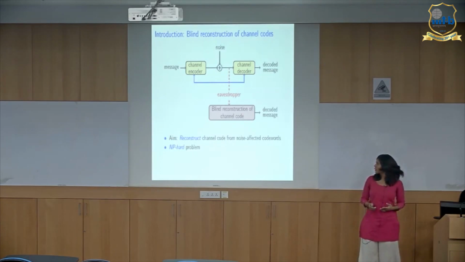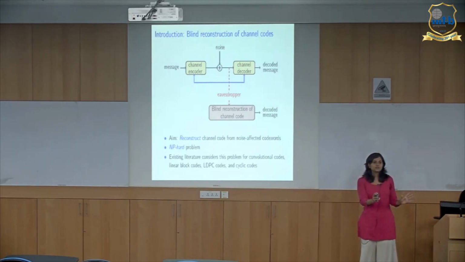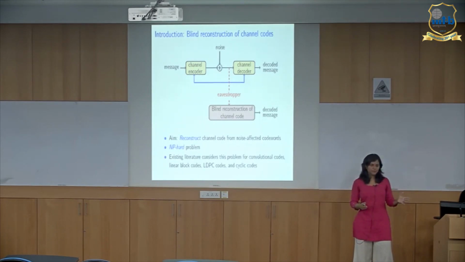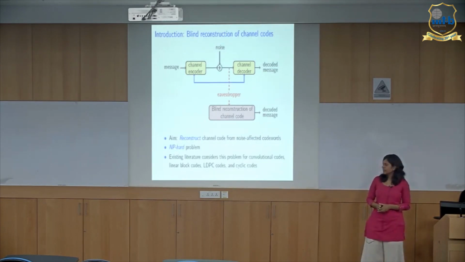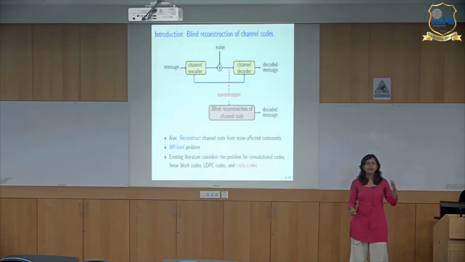So typically what people do is they assume that the channel code used at the transmitter belongs to some known family of channel codes, say convolutional codes or LDPC codes. And then under this assumption, they try to guess which code might be used at the transmitter. So in this work, I will assume that the channel code used at the transmitter is some cyclic code, and my aim is to identify the correct cyclic code.